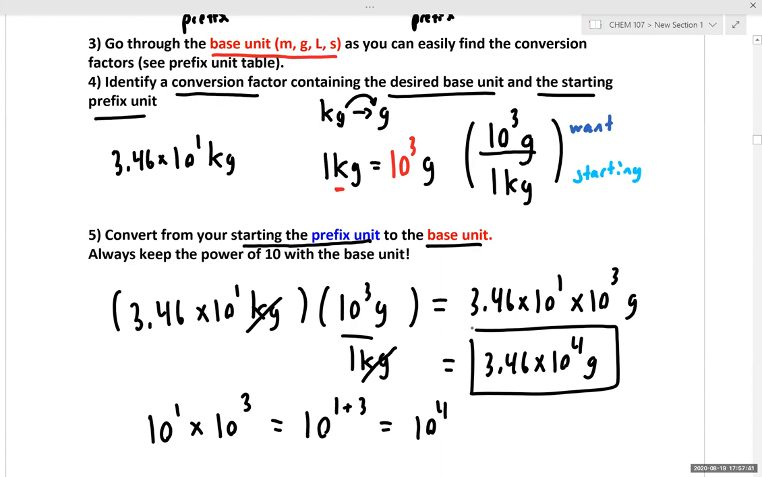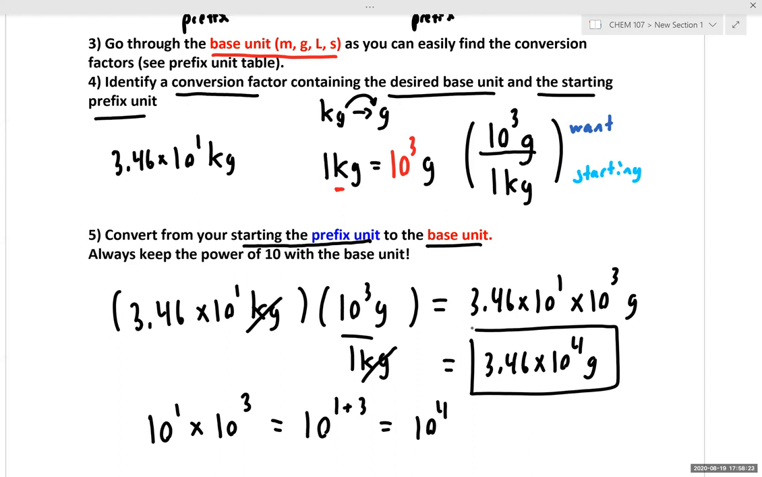Does this first step make sense to everyone? Any questions on this first step? So in summary, you write out your starting and desired units. You generate an equality relating your prefix unit and your base unit. You then write a ratio containing what you want over your starting unit. Then you multiply your number by the conversion factor and you add the powers of 10 together.